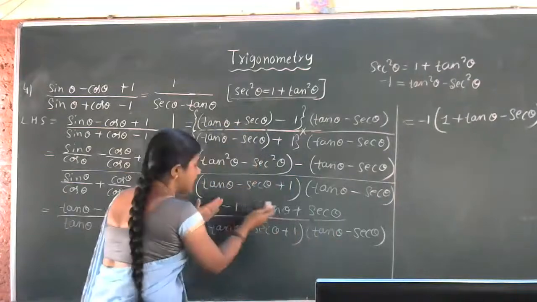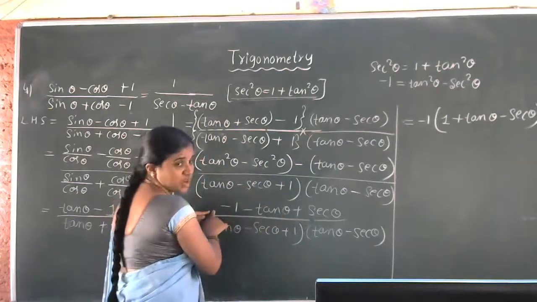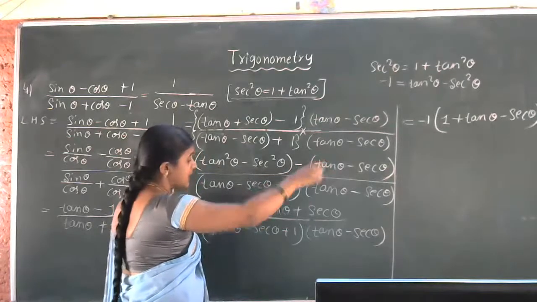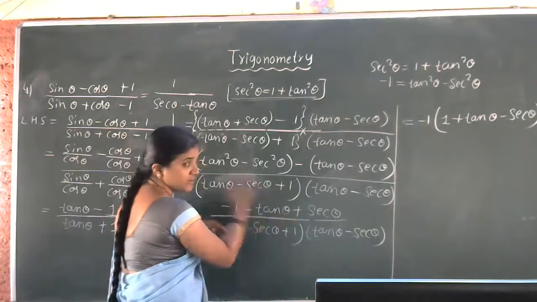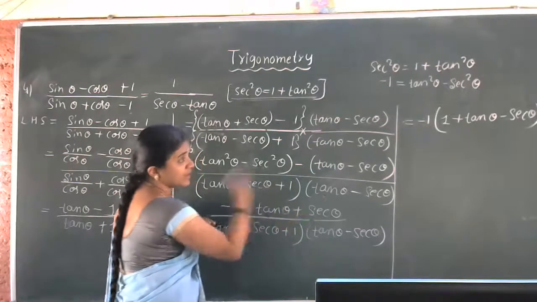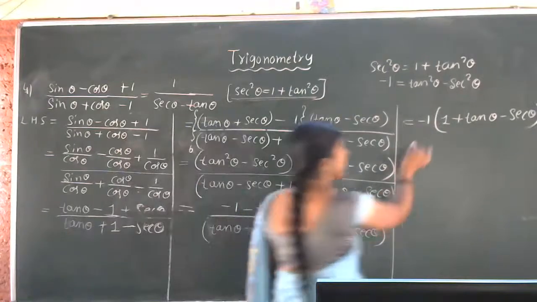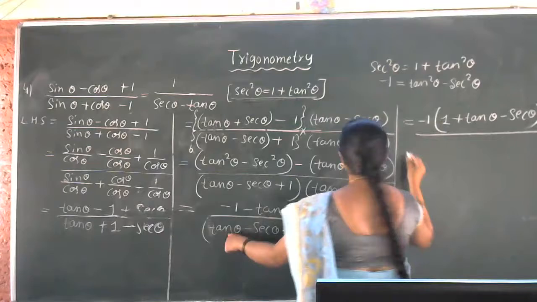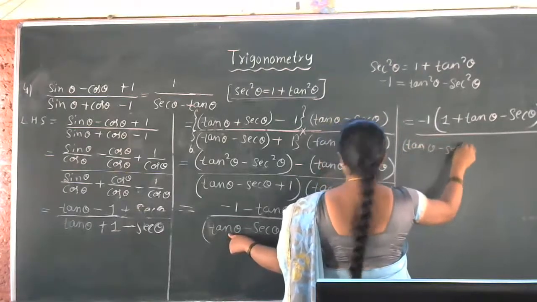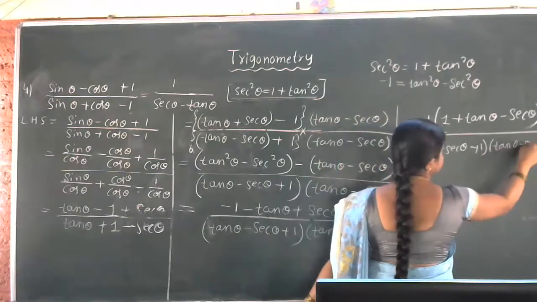See here, we are taking minus 1 as common factor here. If we remove minus 1 as common factor, in minus 1, plus 1 is remaining inside the bracket, plus in minus tan theta minus 1 is already there, in the sense plus tan theta. Then in plus secant theta, minus 1 is already outside, in the sense minus secant theta inside. That is divided by the denominator as it is: tan theta minus secant theta plus 1 into tan theta minus secant theta.